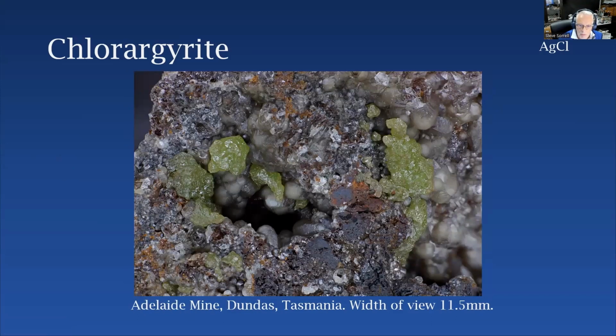In Dundas, we've got the chromite mines down there that have silver predominantly in the galena. Some of that gets out occasionally and forms as chlorargyrite, but it's pretty rare.